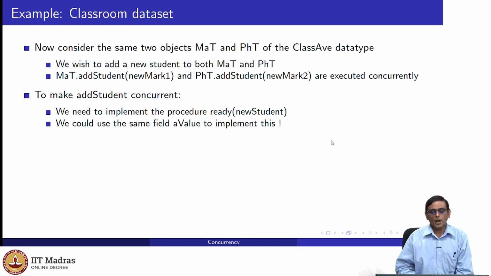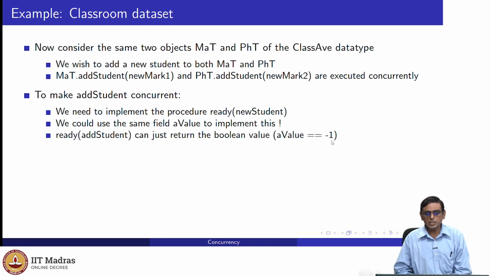And how do you implement ready add student? Ready add student basically can again use a value, because we know that the result when add student finishes, a value is set to -1, right? So how do we know add student has finished its job? You know add student has finished its job when a value is -1. So just look at a value and you will know whether add student has finished. So that same a value can also act as a flag to see whether or not add student has finished. So ready add student can just return the boolean value, a value equal to -1.